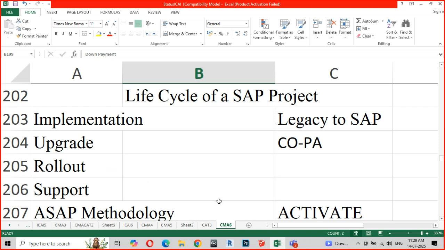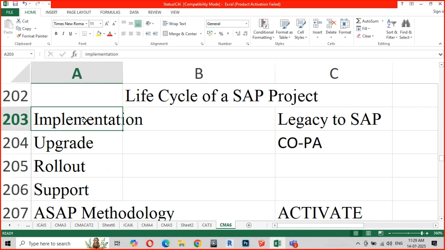In the last hour or so, we discussed what exactly the life cycle of an SAP project is. Now, how does it start? What are the different categories of projects? What are the different kinds of projects? We have the implementation projects, where we start bringing in SAP from scratch.